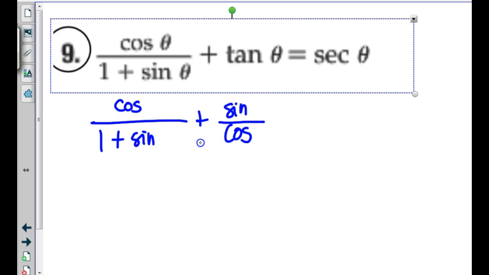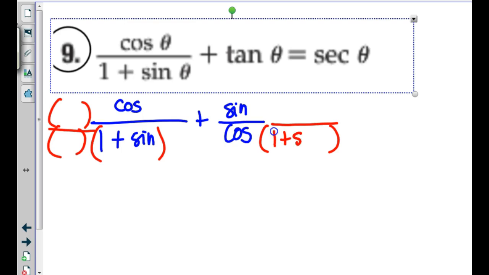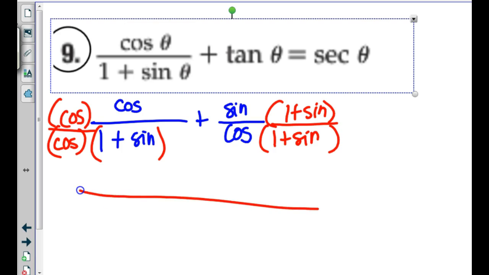The only way we can combine things with addition is to get a common denominator. What do we need to multiply this one by? Okay, because the common denominator will have to have a cosine and a 1 plus sine. So we need to multiply by cosine over cosine and 1 plus sine over 1 plus sine. That's the step you have to show. You can't magically get a common denominator without showing me how. Okay? Now, the new denominator will have a cosine and a 1 plus sine. And yes, I forgot my thetas and I'm going with it.